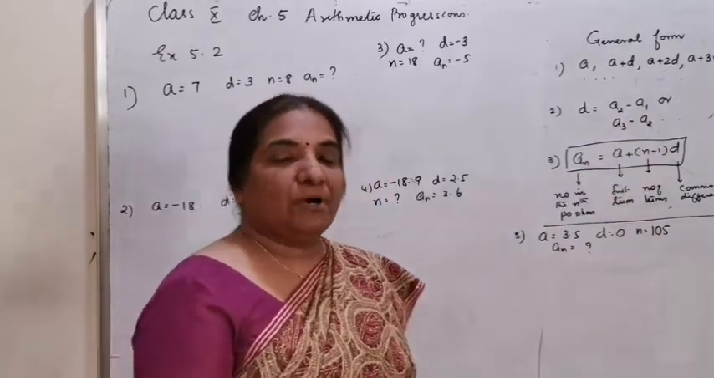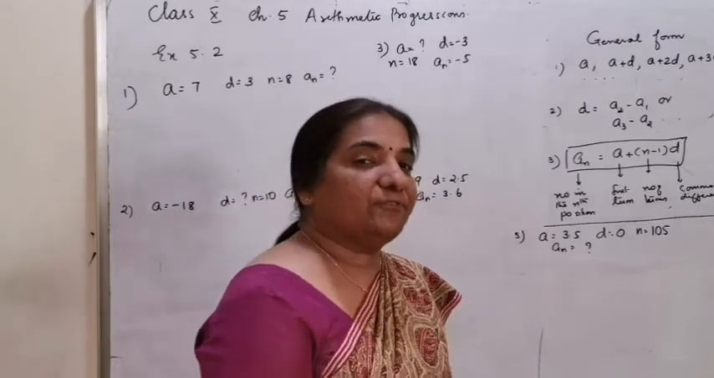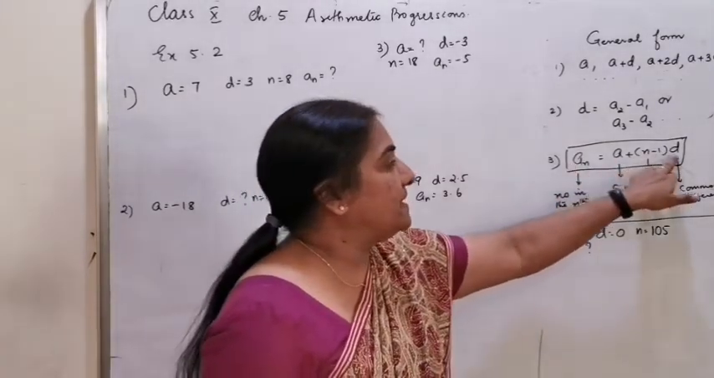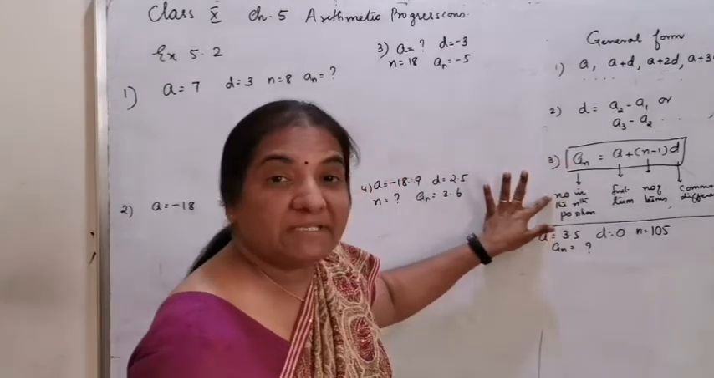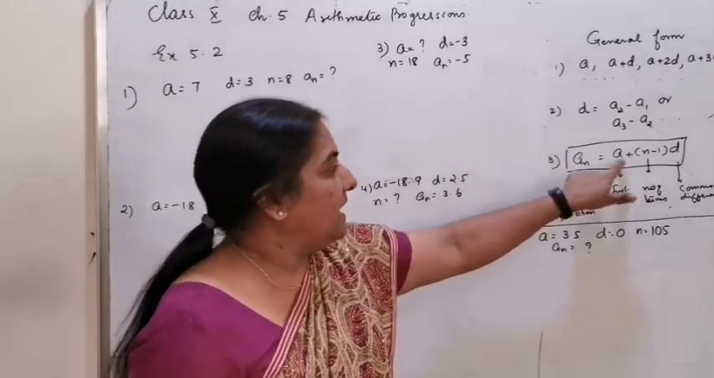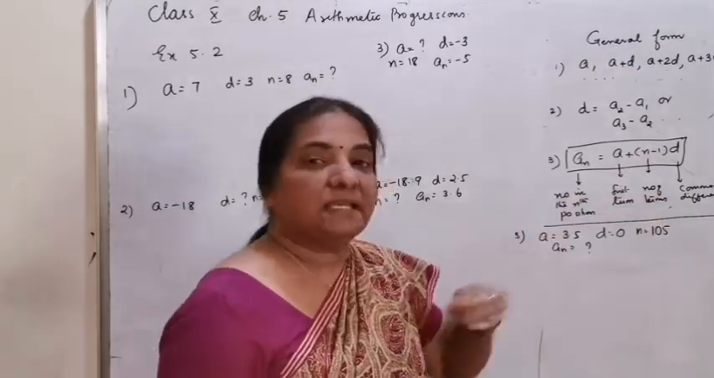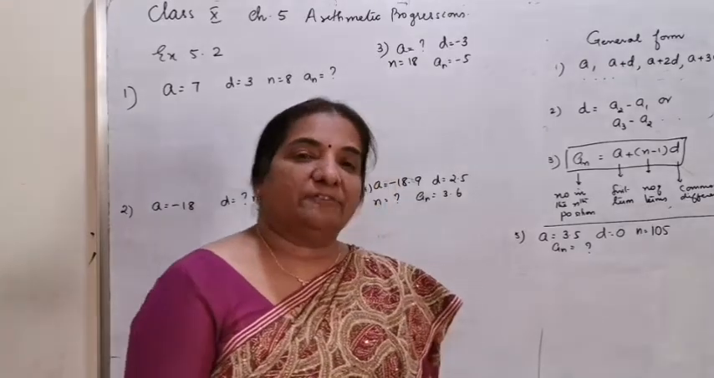Then we discussed the nth term of an AP. The nth term of an AP is an is equal to a plus n minus 1 into d, where an represents the number in the nth position, a represents the first term, n represents the number of terms, and d represents the common difference.